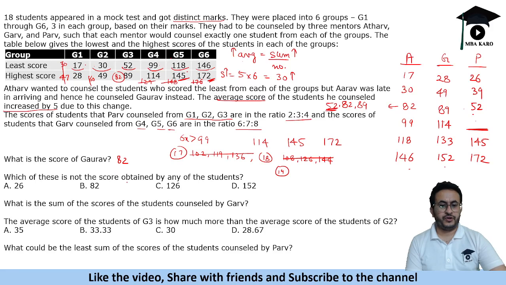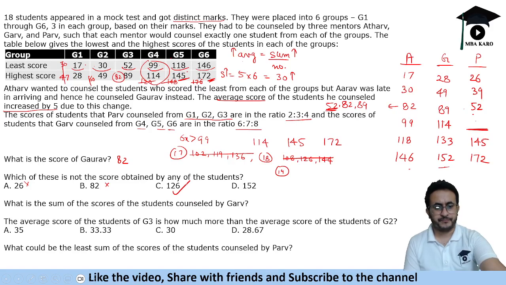Which of these is not the score obtained by any of the students? So which of these is not a score? So 26 is a score, 82 is also a score, 126 is not a score, right? We don't see 126 as the score because if you see this range, it is between 99 to 114, so it cannot be 126, and 152 is already a score, so 126 is not a score.